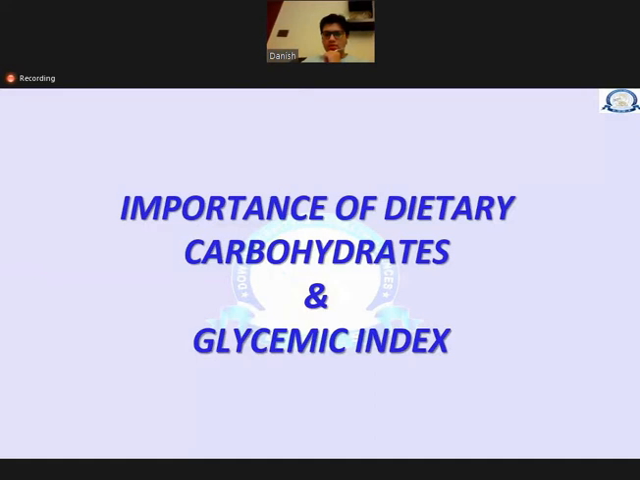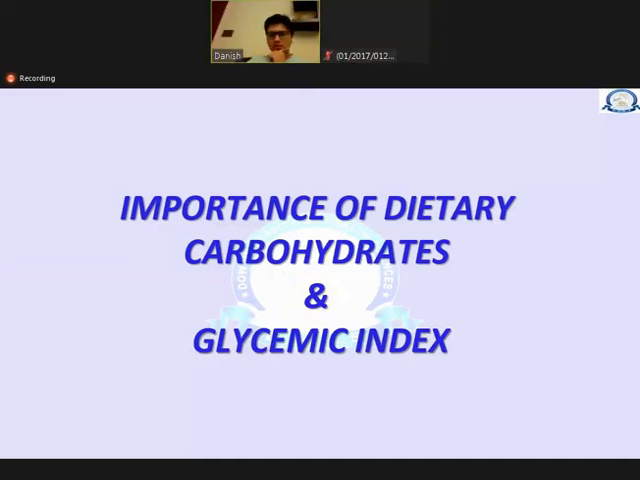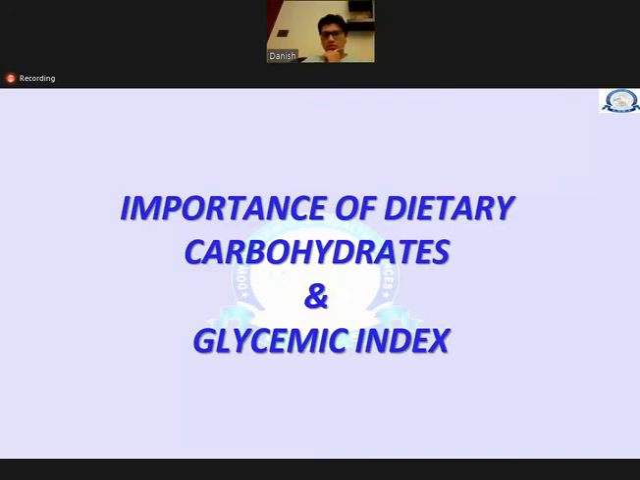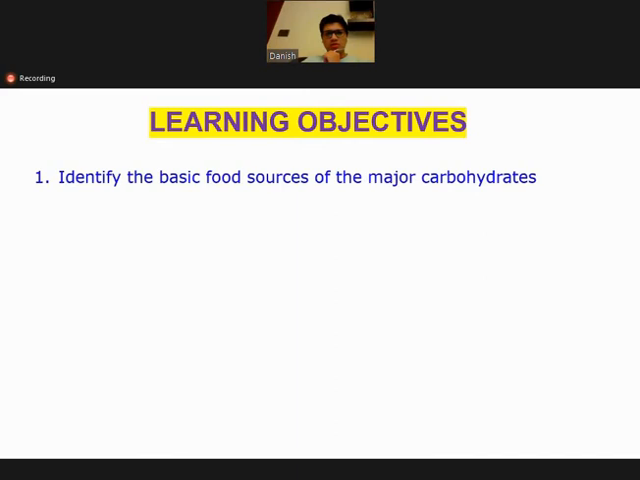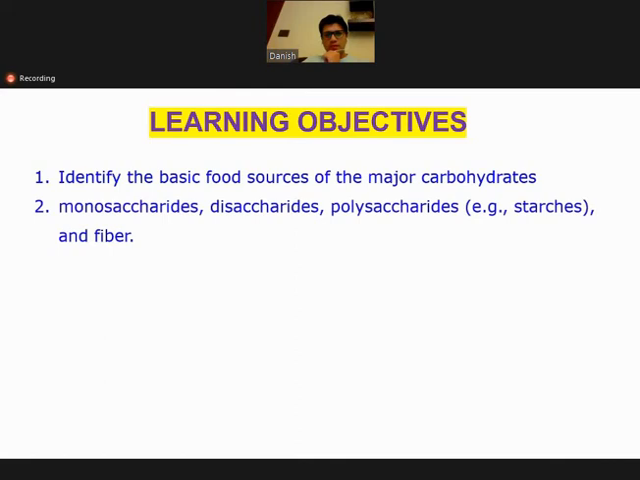You're also going to understand the glycemic index. That's the most important thing as far as the management of diabetes mellitus is concerned. You will know the foods that have a low glycemic index and those that have a high glycemic index. Now, the learning objectives for today's discussion are to identify the basic food sources of the major carbohydrates, the monosaccharides, disaccharides, polysaccharides, and fiber.